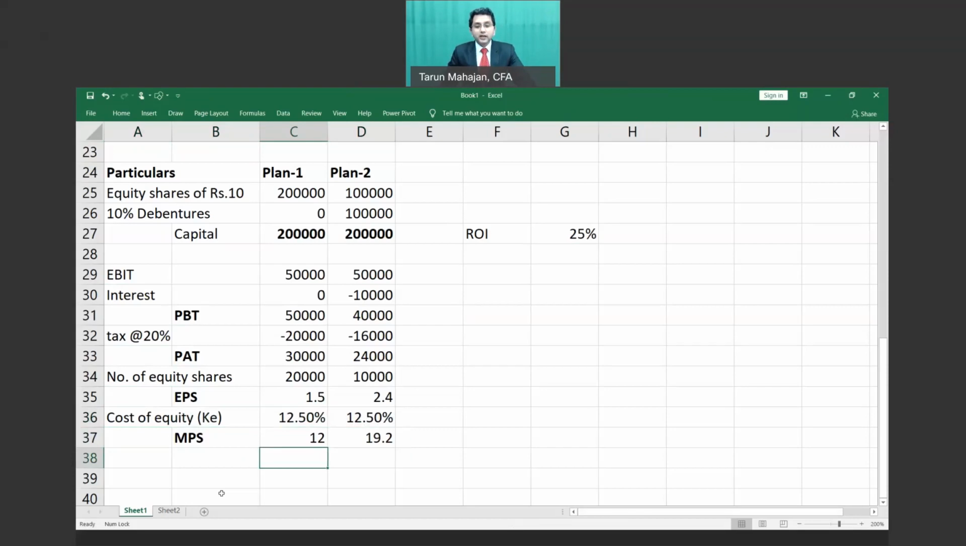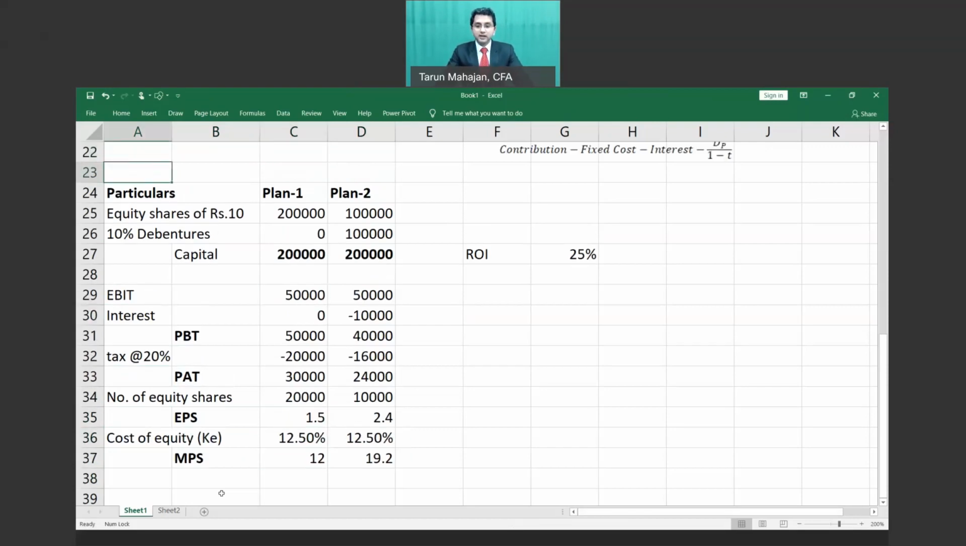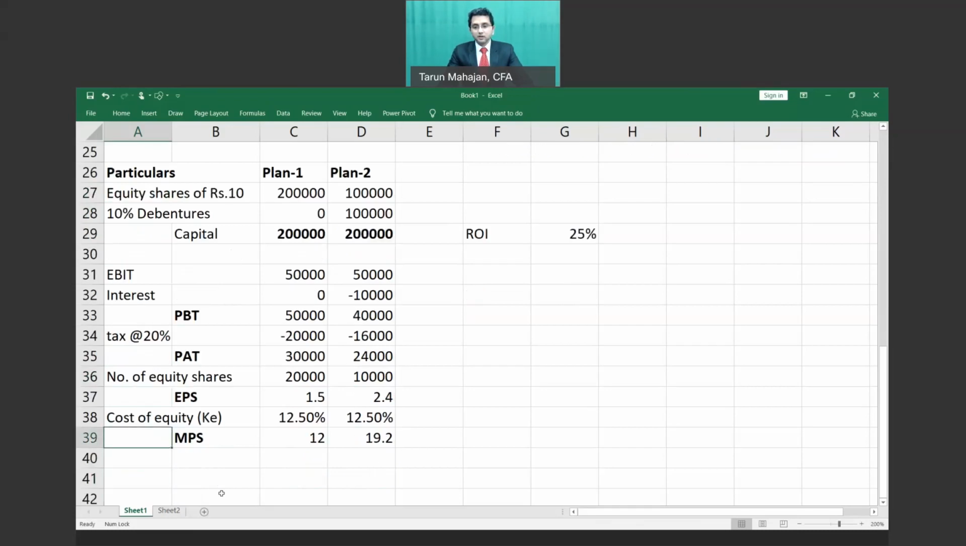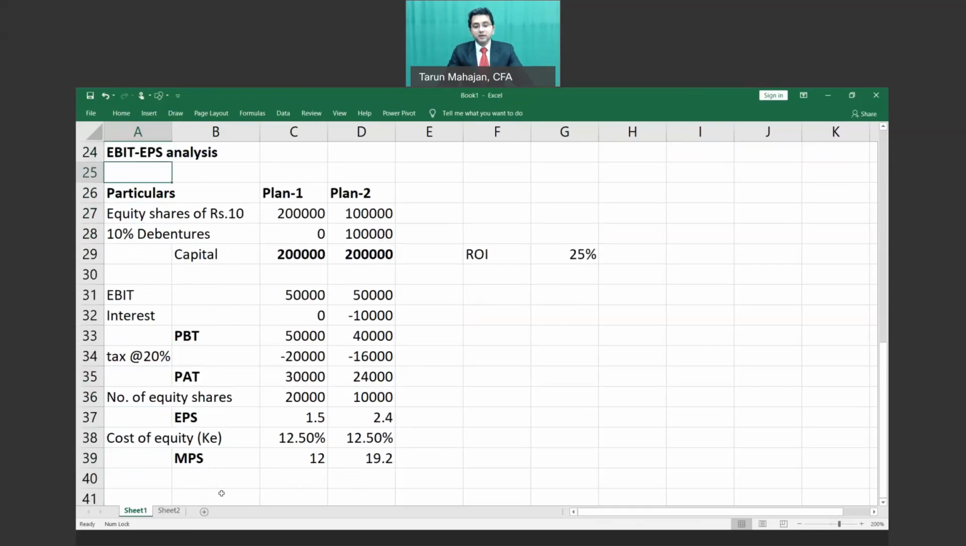And now you have to take that. This is called EBIT EPS analysis. Allow me to title it as EBIT EPS analysis. So how do you take a decision in EBIT EPS analysis? You will choose the plan which has higher market price per share.